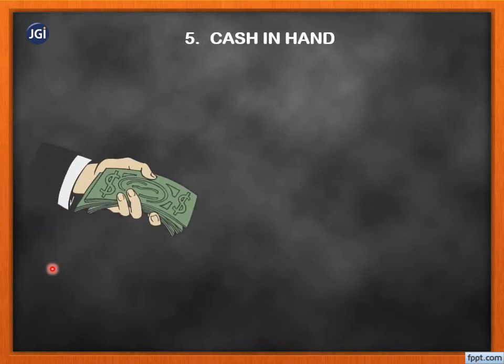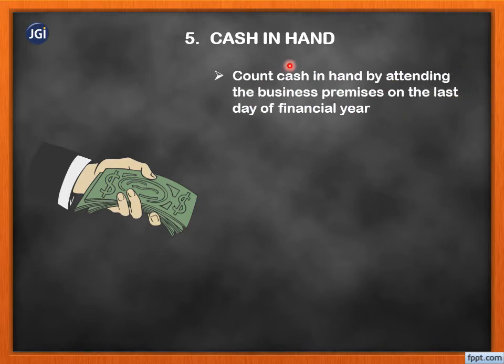Cash in hand. We record cash in hand on the asset side of the balance sheet, and it is considered as current assets. The auditor should actually count the cash in hand by attending the business premises on the last day of the financial year.